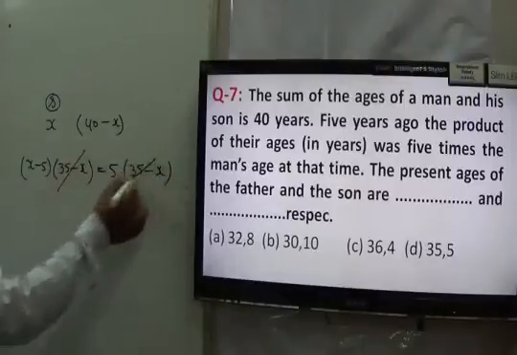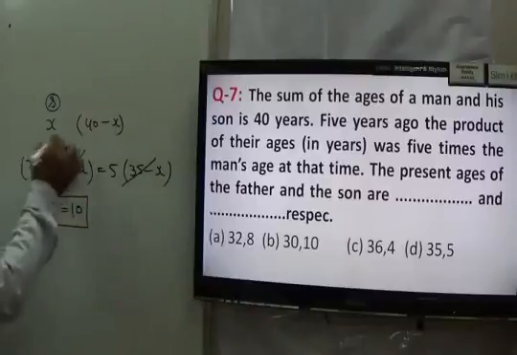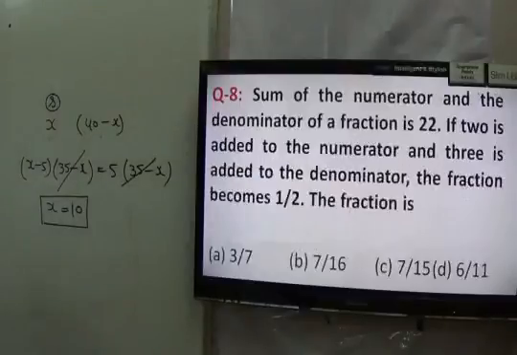This will be cancelled out and I can say x is equal to 10, right? If x is equal to 10, then the age of the father is 30. So here I can say age of the son is 10 and father is 30. Answer to my question is B, that is 30 years and 10 years.